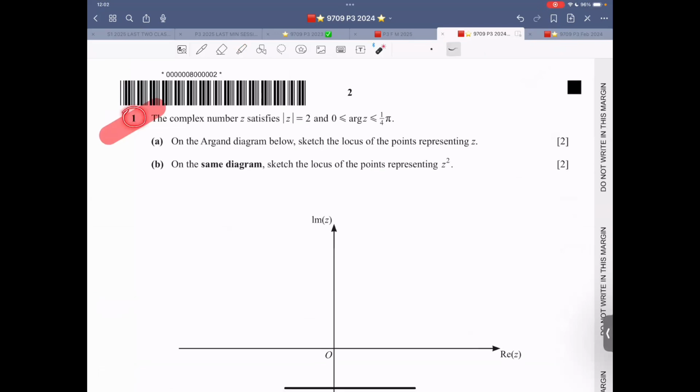So now question number 1 is about complex numbers. The complex number z satisfies modulus of z equals 2. We know that this is a circle. The argument of z lies between 0 and pi by 4. These are two half lines.